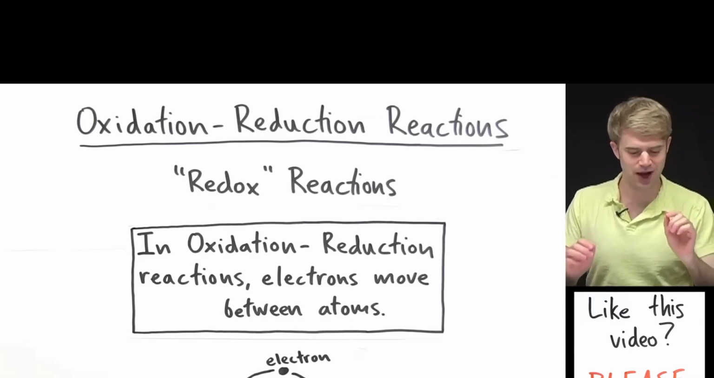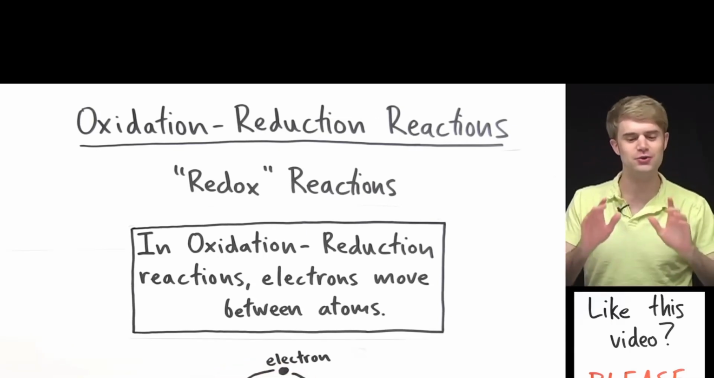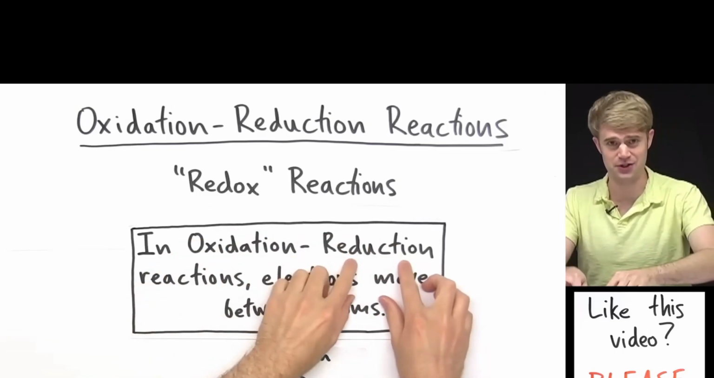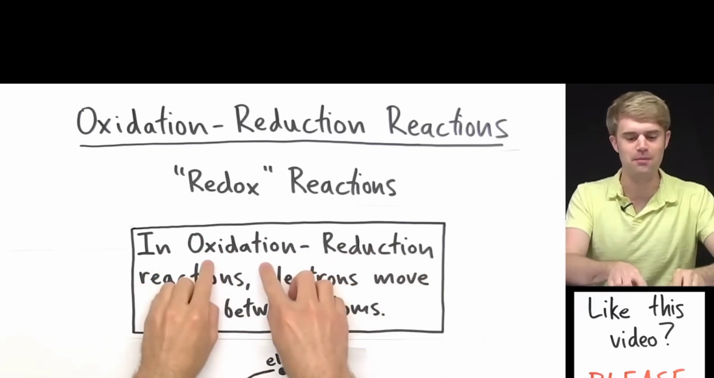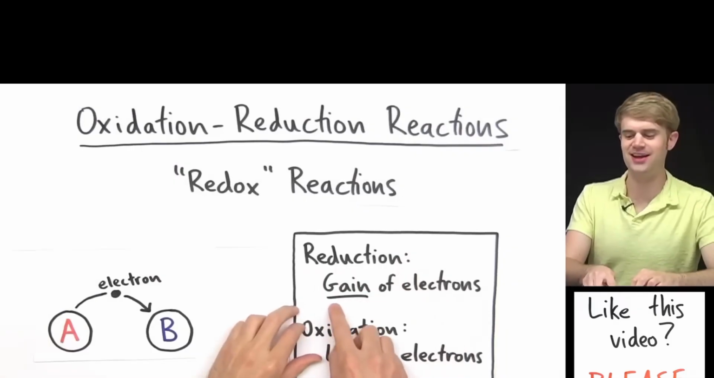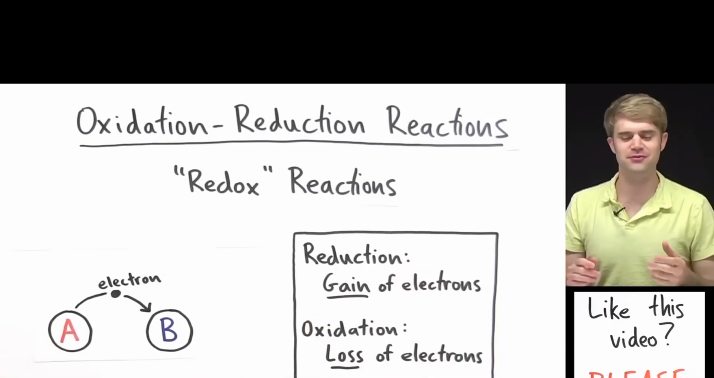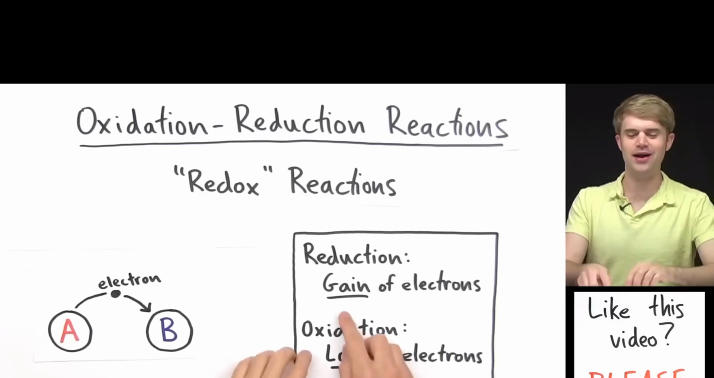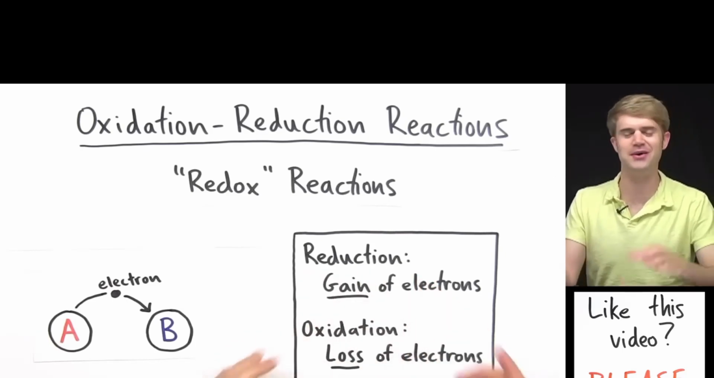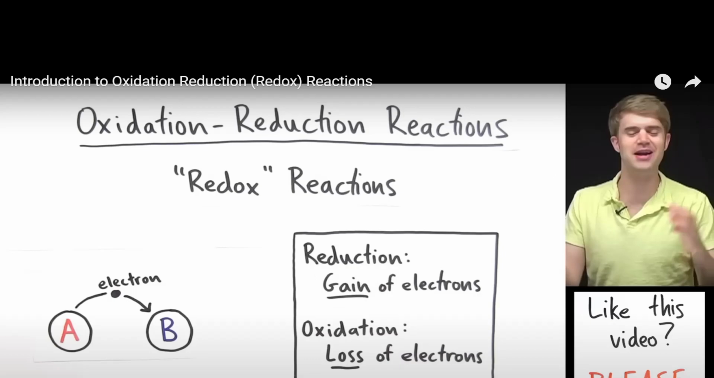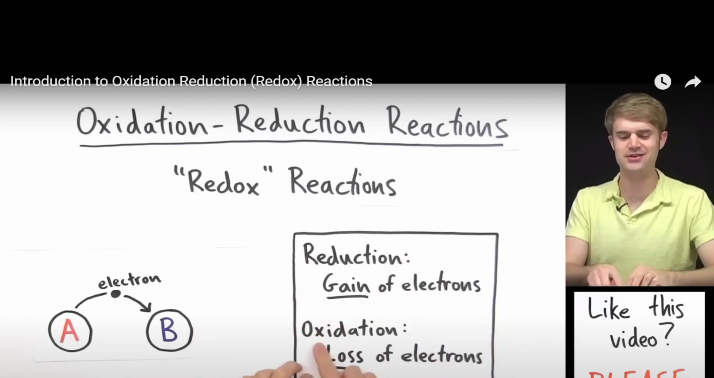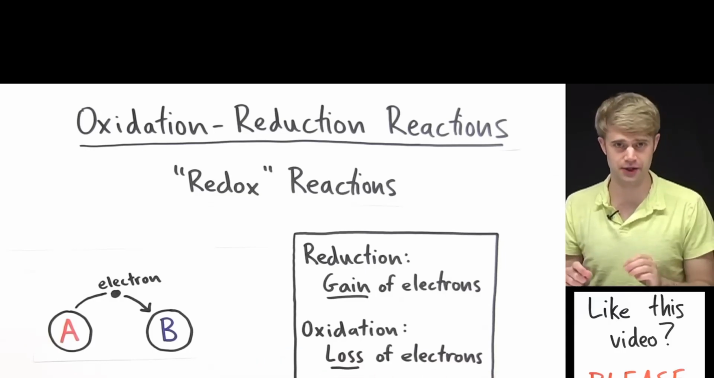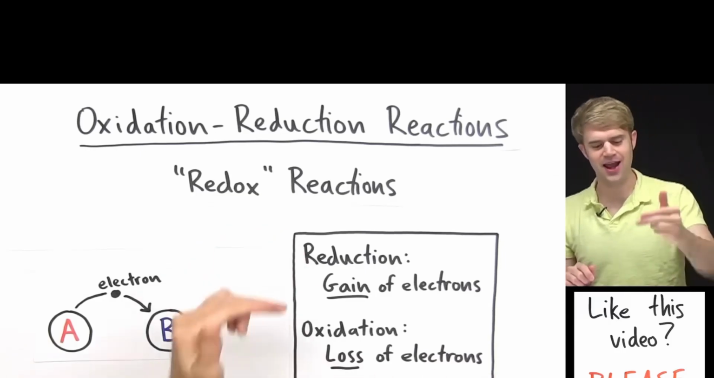Now, we can describe the movement of this electron using the words oxidation and reduction. So let's learn specifically what both of these mean. Reduction is a gain of electrons. I know this seems kind of confusing because usually when you have a reduction of something, you have less of it. We'll talk later about why a gain of electrons is called a reduction. Okay, so reduction is a gain of electrons and oxidation is a loss of electrons. So we got reduction and oxidation.